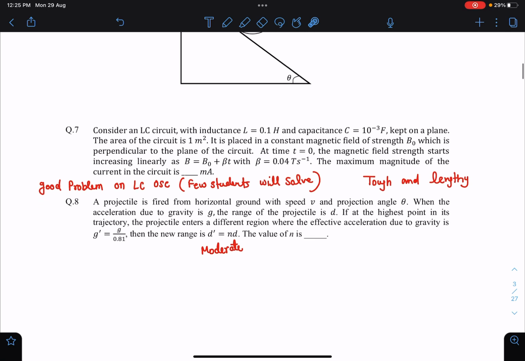Next is projectile motion with variable gravity. This I'll also keep on the easy-moderate side. Many students would have got the answer for this problem, and we will calculate in the end the tough problems and the easy problems. Tough and calculative ones we will keep as tough, and easy and moderate problems we will keep together, and we will see overall out of 60 how many tough problems and how many easy-moderate problems there are.